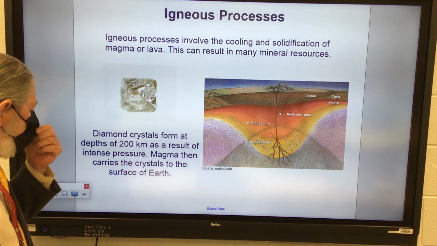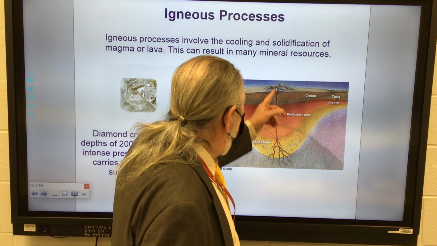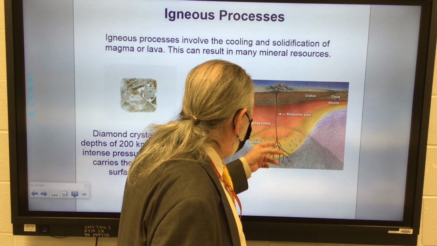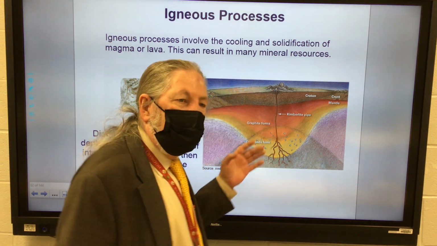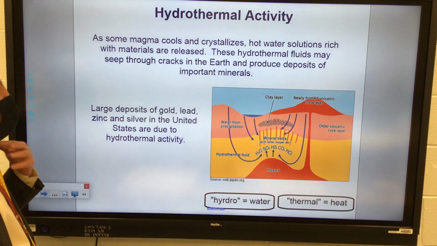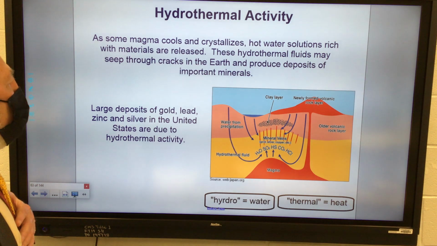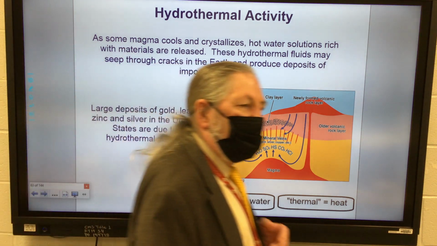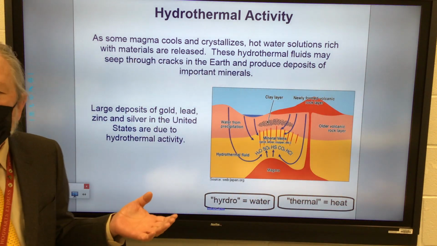Magma then carries the crystals to the surface of the earth. So here's some diamonds down in here, and then they get carried up to the surface. Boom, just blown out of a volcano, right? Okay. And then you have something called hydrothermal activities. What does hydro mean? Water, good. And thermal means what? Heat, right? So hot water.